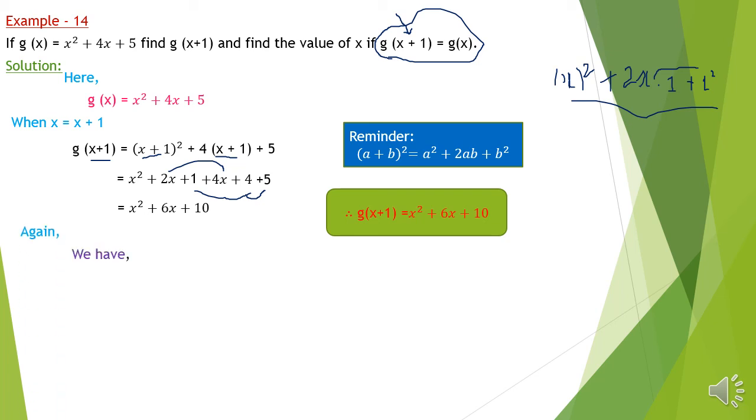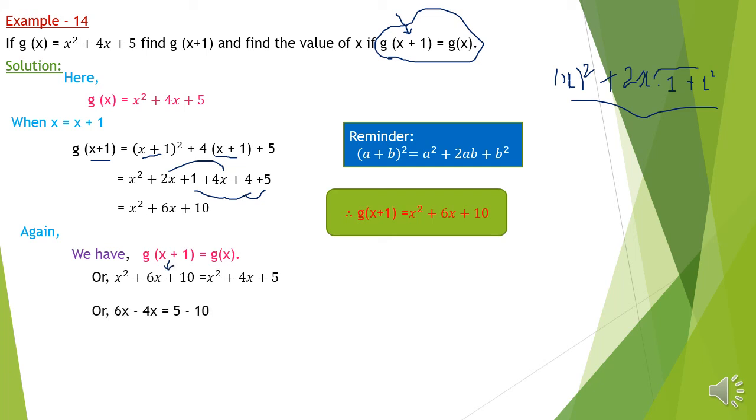Now according to the question we have g(x + 1) is equal to g(x). It's given in the question. We know the value of g(x + 1) is x² + 6x + 10. Let's substitute the value of g(x + 1), that is x² + 6x + 10.